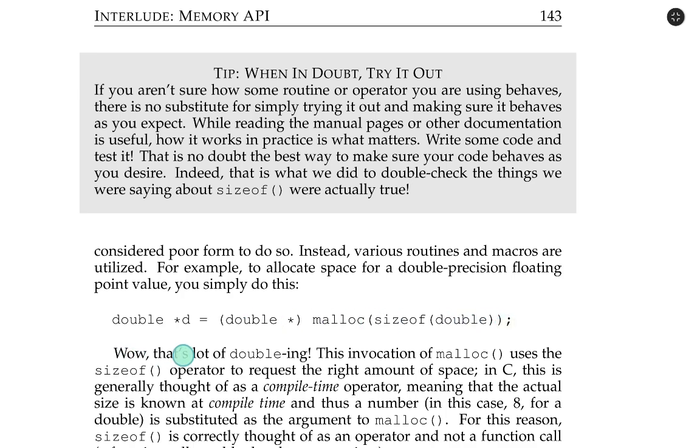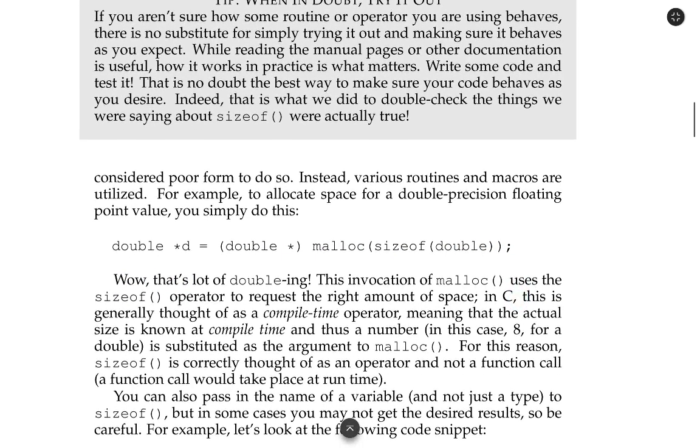The invocation of malloc uses the sizeof operator to request the right amount of space. In C, this is generally considered a compile-time operator, meaning that the actual size is known at compile time and thus a number, in this case 8 for a double, is substituted as the argument to malloc. For this reason, sizeof is correctly thought of as an operator and not a function call. A function call would take place at runtime.